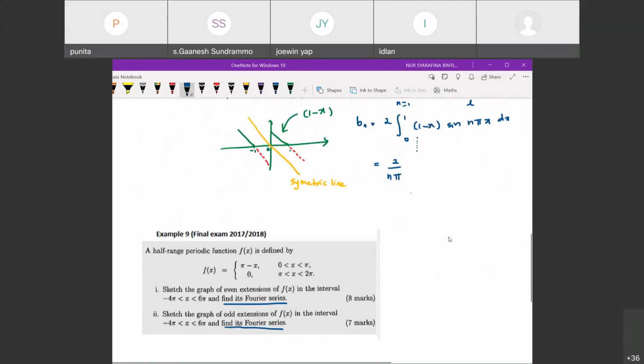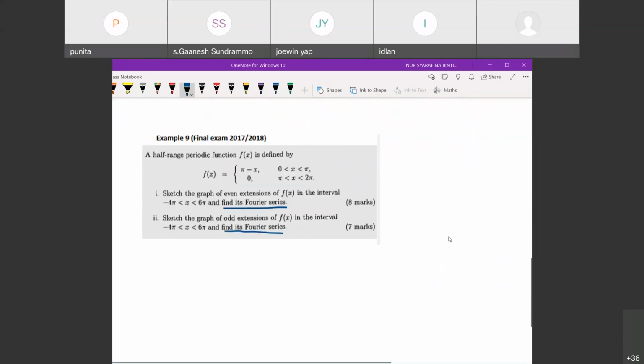This one, the partial here. Okay. So for this question, you know that this is half-range periodic function. Okay. Now we want to sketch the graph of even extension. So we want to extend this function to even extension in the interval and find its Fourier series.